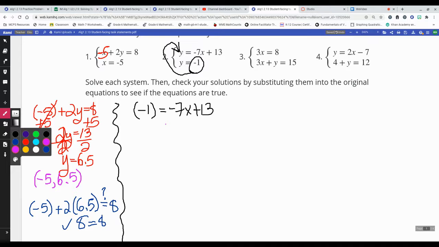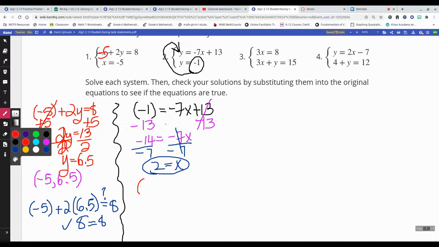Okay, so now it's -13 minus 13. So -7x is equal to -14. Divide by -7, divide by -7. x is equal to 2. Right? So if you were to graph these, the two lines would intersect at the point (2, -1), because x is 2 and y is -1.